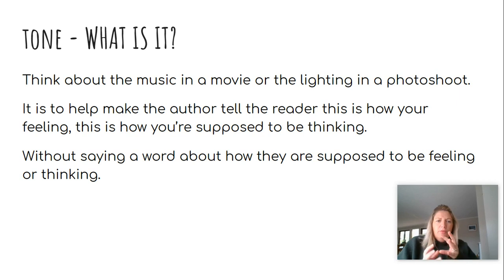That obviously helps us understand it in a movie, but we can't do that when we're writing a story because we can't press play and have music going as we read our story. So tone is the same thing, but tone is to help make the author tell the reader, this is how you should be feeling, this is how you should be thinking. But it's doing it without saying a word about how they are supposed to be feeling or thinking.